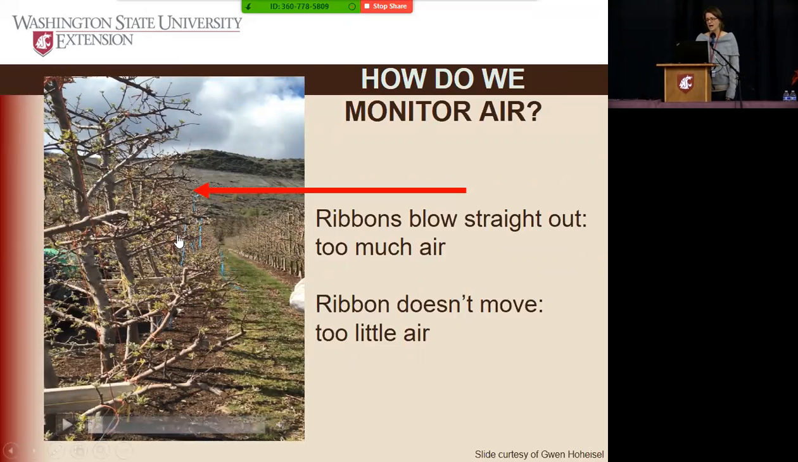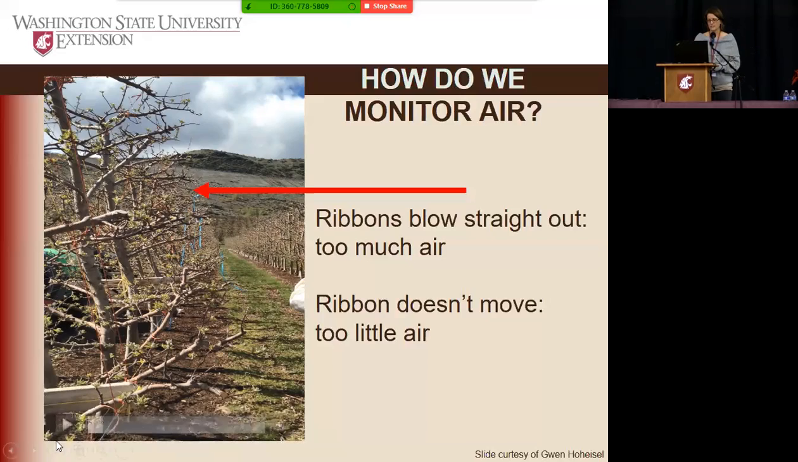And on the opposite side, you're going to tie blue flagging. And if the ribbon blows straight out, you have too much air. If it flutters, you have about the proper amount of air. And if it doesn't move at all, you don't have enough air. So my first recommendation is spend the money and get a weather station, because you need it for pesticide records anyway. My second cheapo method is put up the flagging, right?